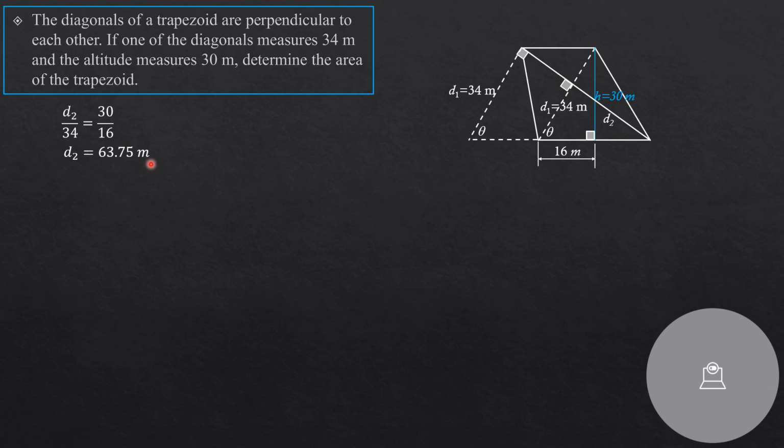And take note that the area of the trapezoid is 1/2 the product of the diagonals when the diagonals are perpendicular to each other. In general, it is 1/2 of the product of the diagonals times sine of the angle between the diagonals. So substituting, everything is known. 1/2 of 34 times 63.75. So the area of the trapezoid is equal to 1033.75 square meters. So that's it for this video.